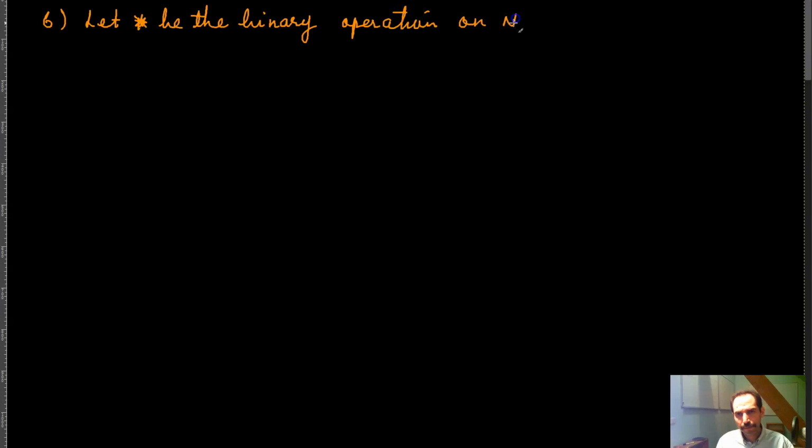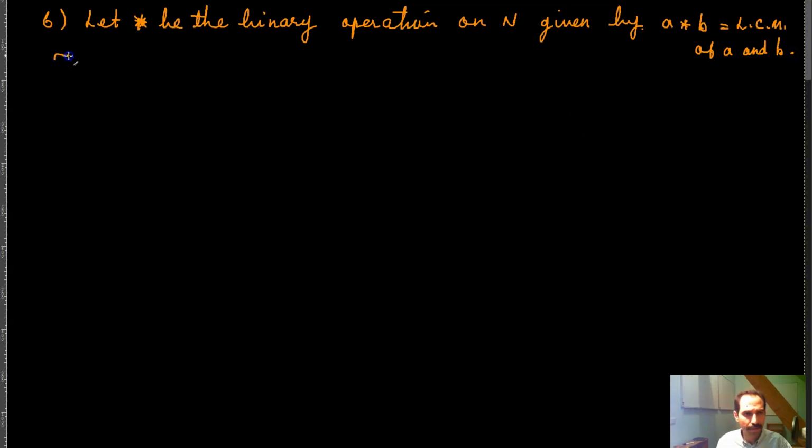So question number 6 is: let star be the binary operation on N given by a star b is equal to LCM of a and b.